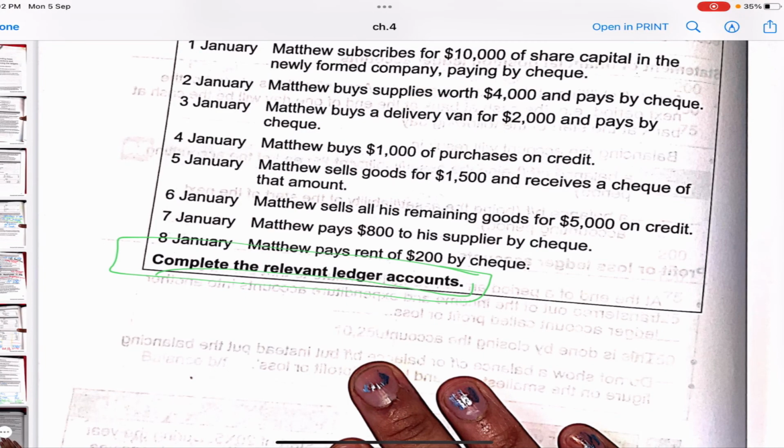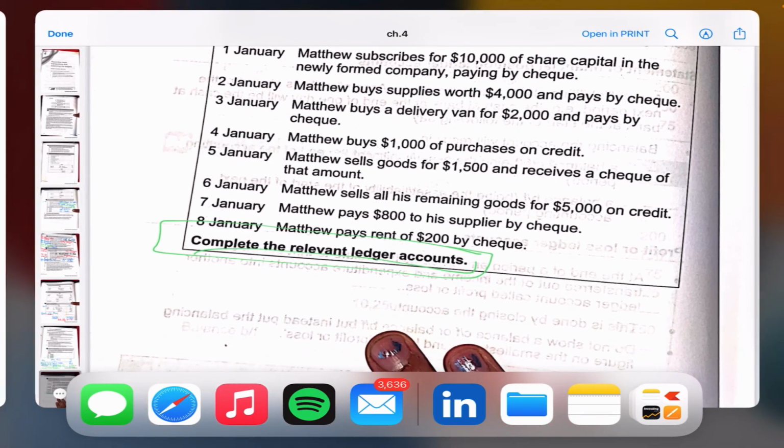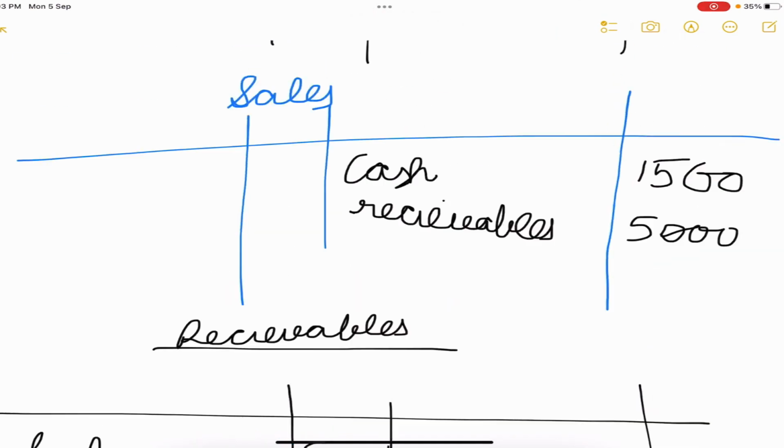Matthew pays 800 to his supplier by check. So he pays by check.